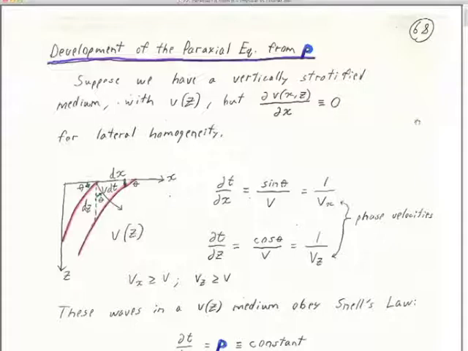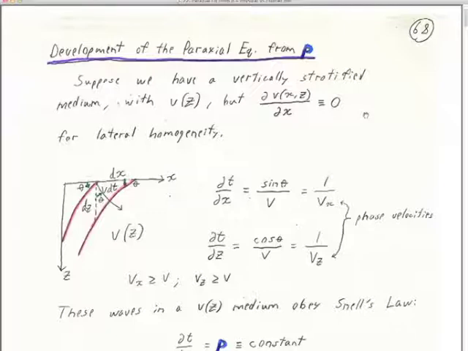Of course, I want to start with the simplest possible solutions. So we're going to keep on to a vertically stratified medium with velocities a function of depth only. But our velocity has no variation in x. And of course, we're still in 2D, so there's no variation in y either.